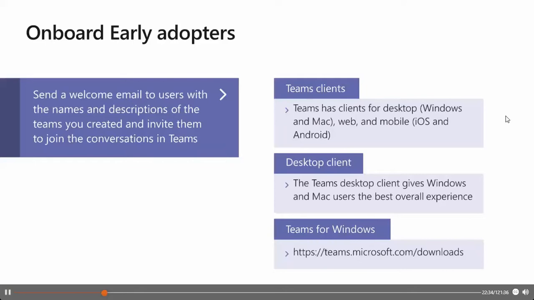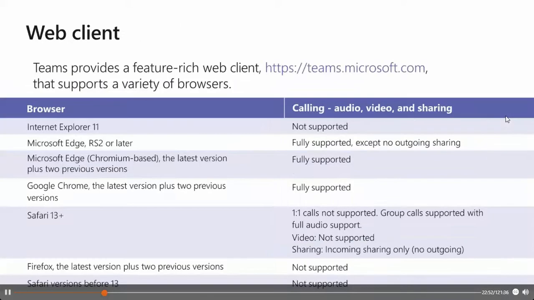For Teams on Mac, as already mentioned as well, here we have the requirement to provide admin permissions, and you will find the binaries under teams.microsoft.com/downloads, and you can also directly start working on your Macintosh computer with the Teams client itself. Another option to start your Teams experience is the web client, which is really a feature-rich web client, and it supports a variety of browsers. Like we see here, Internet Explorer 11 is obviously not supported, but Microsoft Edge, the Chromium-based Microsoft Edge, and Google Chrome are fully supported browsers.